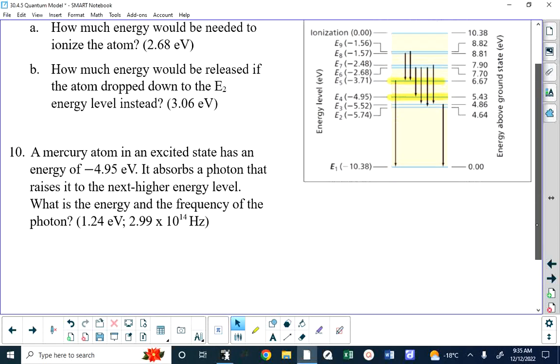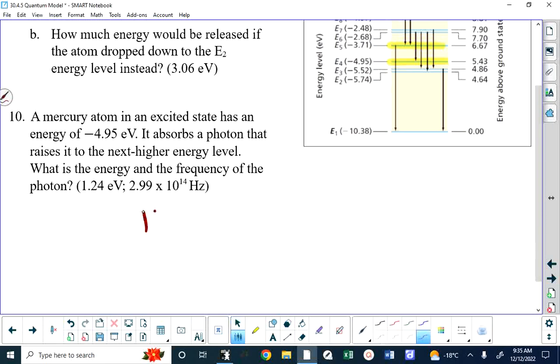Now what we can do is use our energy equals hf formula and put in Planck's constant, divide that 1.24 eV by 4.14 times 10 to the negative 15 and get the frequency. So hopefully we'll get 2.99 times 10 to the 14 hertz. Does that help? Okay. Any other questions before we move on today?